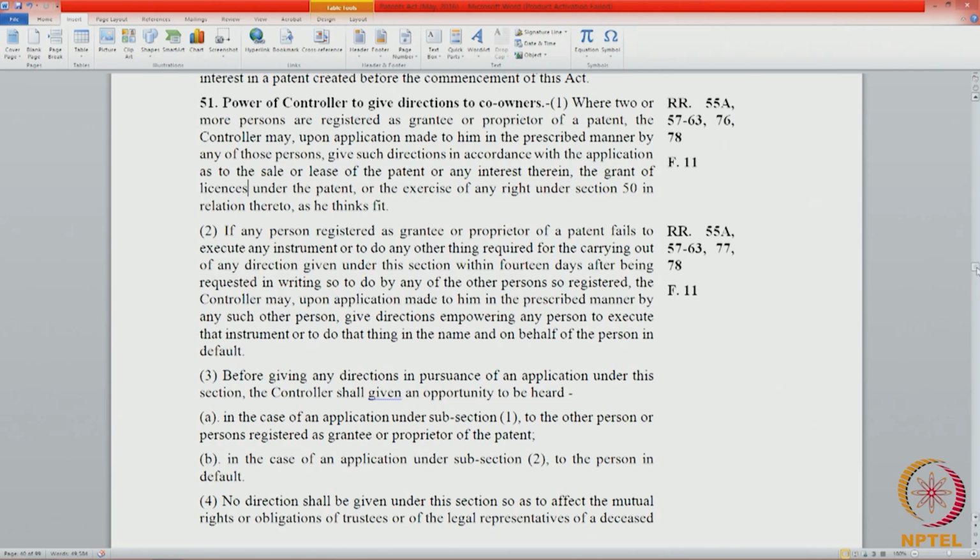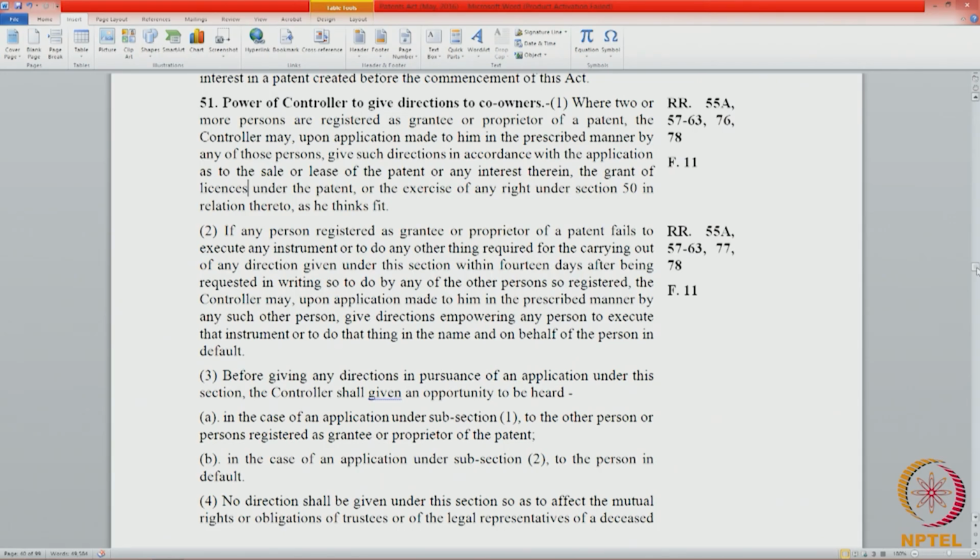A, B and C are co-owners. A approaches the patent office, that is the controller, by filing Form 11. A says that B and C are not cooperating, and that he wants to license the patent to a third party. Direct them to cooperate. The controller issues a direction asking them to cooperate. This is the first situation.